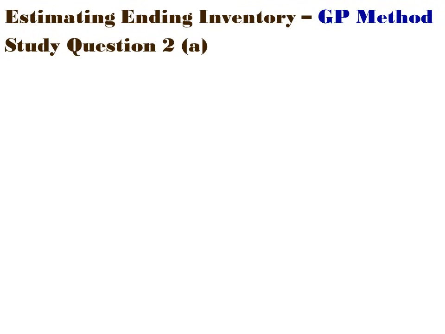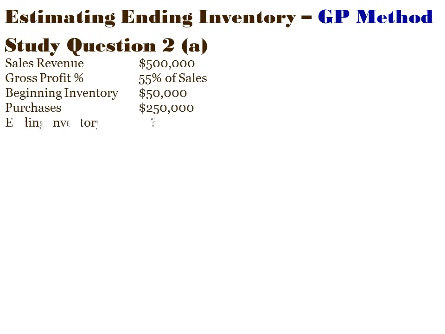Now let us write down, first of all, what we are given. Sales, they tell us, is 500,000. Gross profit margin is 55% of sales. Our beginning inventory is $50,000. And purchases stands at 250,000.